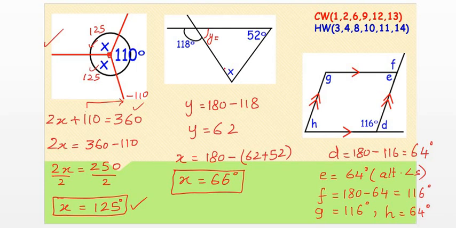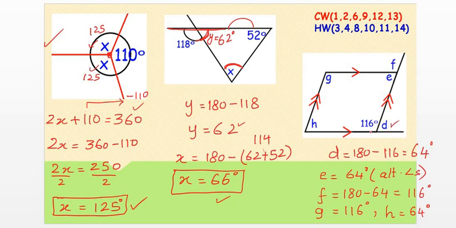What about this one? To find the value of x, first we have to find the value of this y. How can we get the value of y? Here we have a straight line, and both these angles together make a straight line. So angles on a straight line add up to 180. So 180 minus 118 is 62. So the value of y is 62 degrees. To find the third angle of a triangle, you add the sum of these two and subtract from 180. Finally you will get 66, right? Like this.